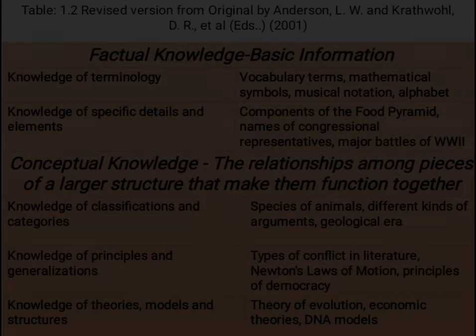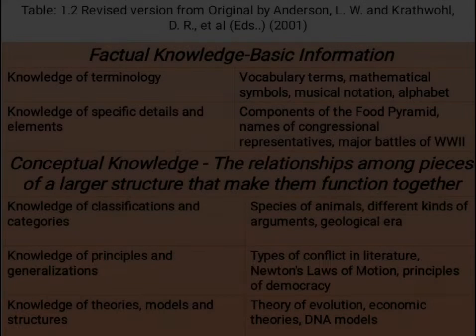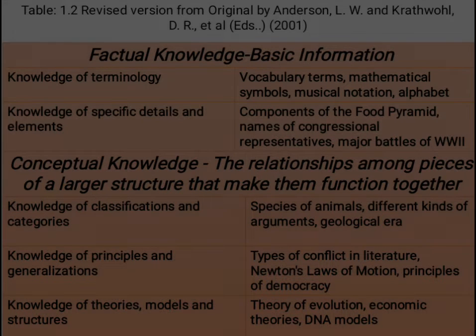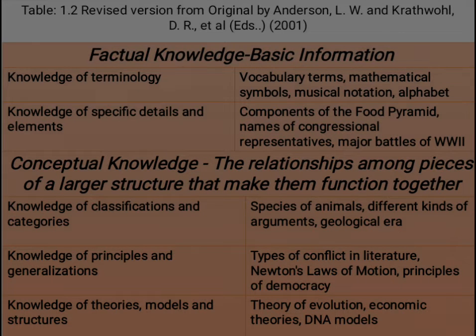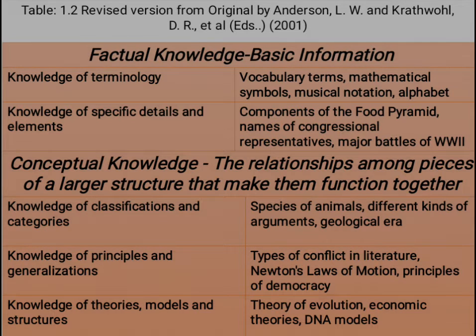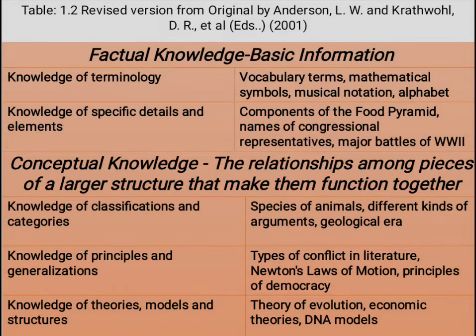Factual knowledge is basic information. Knowledge of terminology: vocabulary terms, mathematical symbols, musical notation, and the alphabet. Knowledge of specific details and elements: components of the food pyramid, names of congressional representatives, major battles of World War II. Conceptual knowledge is the relationship among elements of a larger structure that makes them function together. Knowledge of classification and categories: species of animals, different kinds of arguments, geological eras. Knowledge of principles and generalizations: types of conflict in literature, Newton's laws of motion. Knowledge of theories, models, and structures: theory of evolution, economic theories, and DNA models.